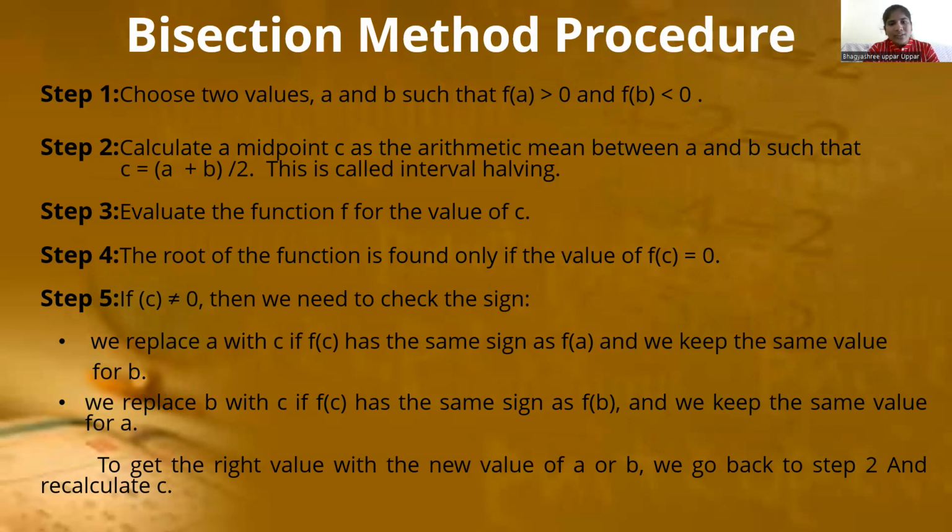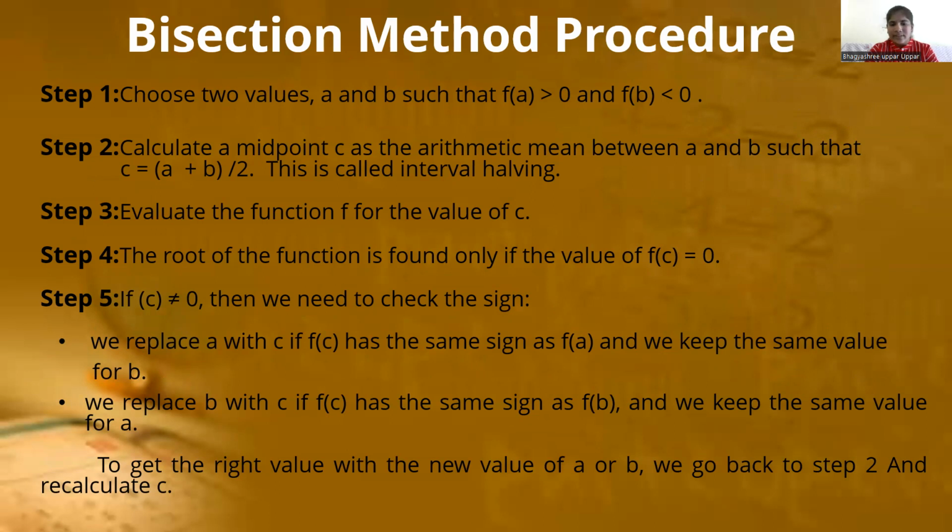Step 3. Evaluate the function f for the value of c. Step 4. The root of the function is found only if the value of f(c) equals 0. Step 5. If f(c) is not equal to 0, then we need to check the sign. We replace a with c if f(c) has the same sign as f(a), and we keep the same value for b.